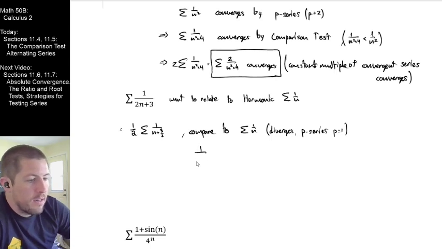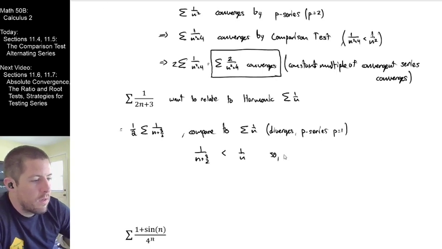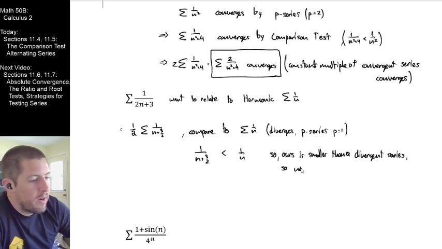I'm noticing here 1 over n plus 3/2 versus 1 over n. Well, this one has larger denominators, so this is smaller overall. So ours is smaller than a divergent series. So no info from the comparison test.